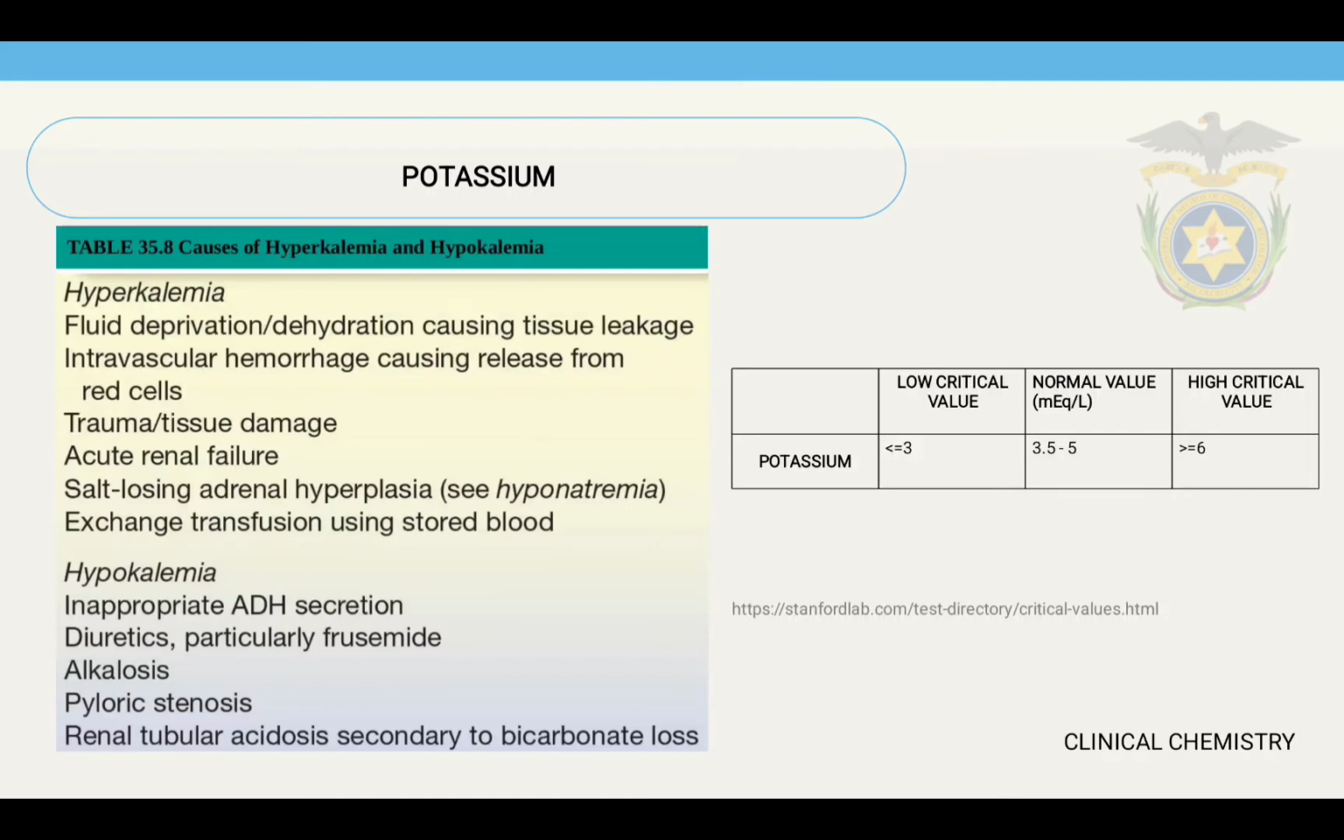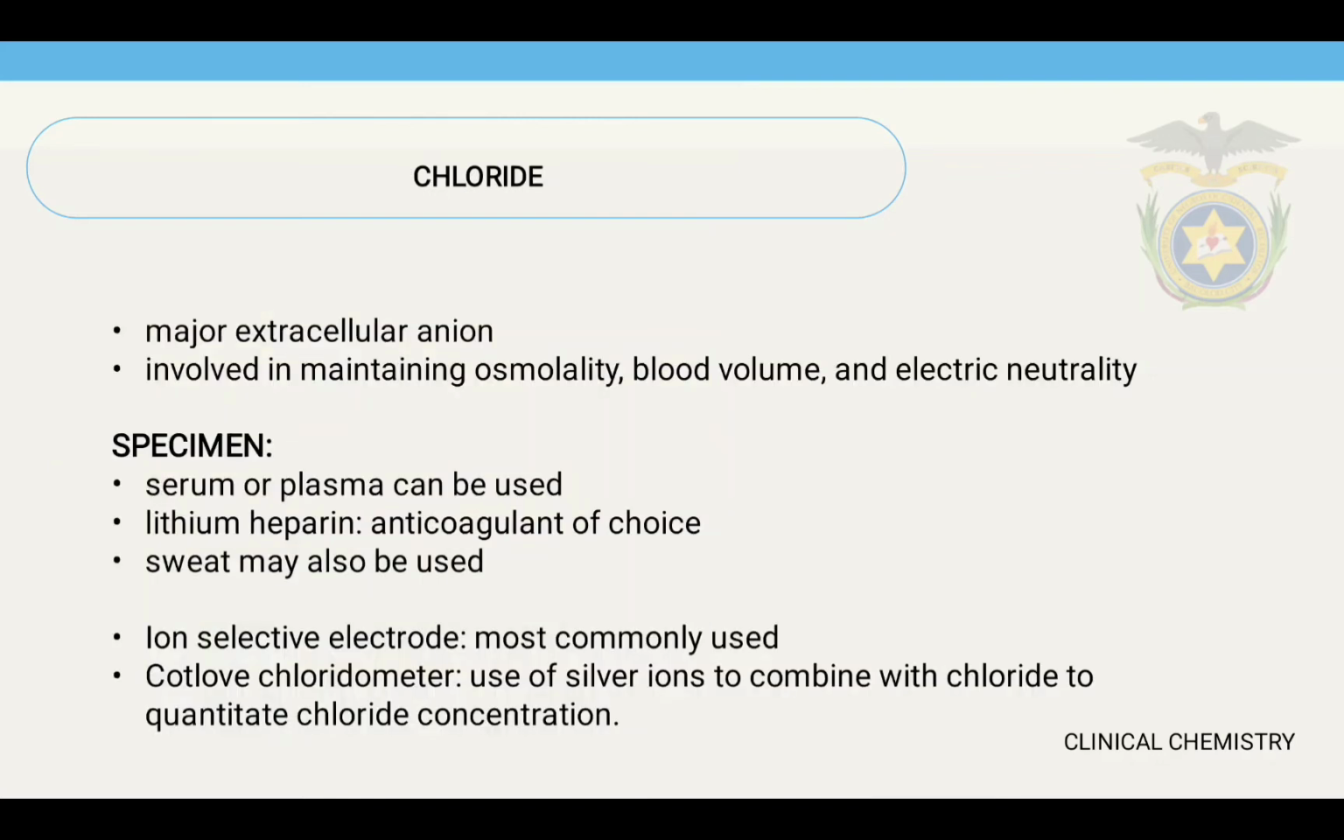Normal values are between 3.5 to 5, with low critical values being less than or equal to 3, and high critical values being greater than or equal to 6. Next is your chloride, which is a major extracellular anion. Chloride is involved in maintaining osmolality, blood volume, and electric neutrality.